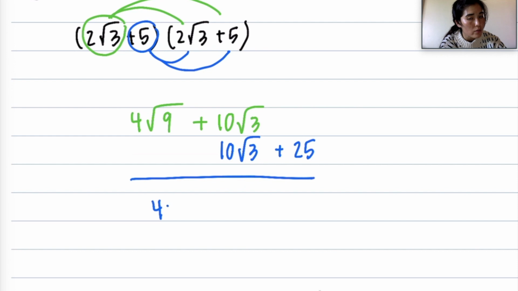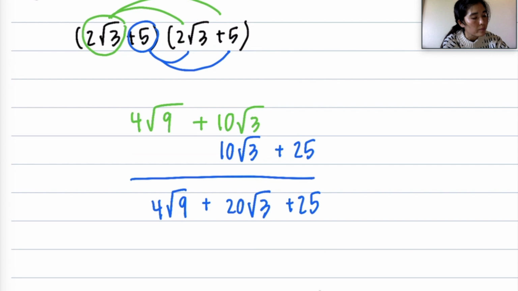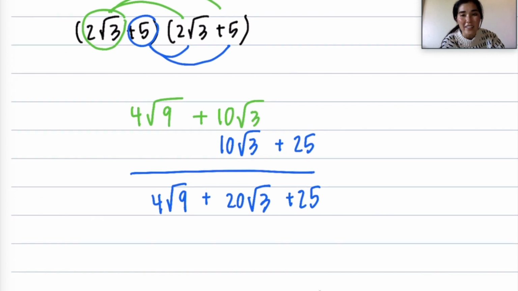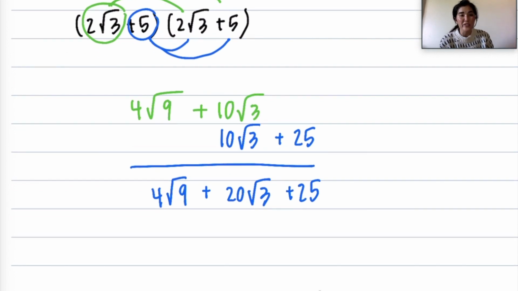All right, just like we did when we multiplied our two binomials, combine like terms here. So this is 4 rad 9 plus, and I have a common rad 3 here, so I have 10 and 10, so it's going to give me 20 rad 3, and then plus 25. All right, last thing to look out for though, is there anything else that you can simplify? Hopefully you said yes, so it's actually right here.